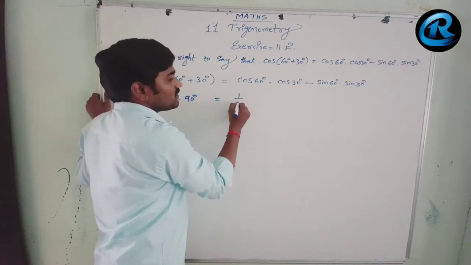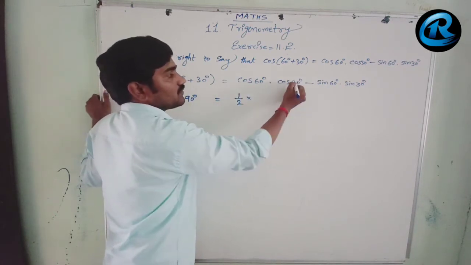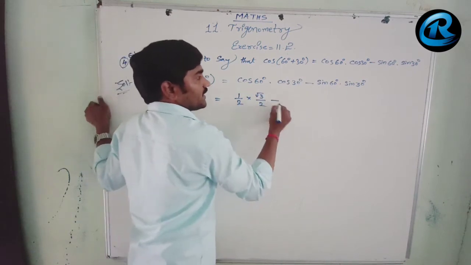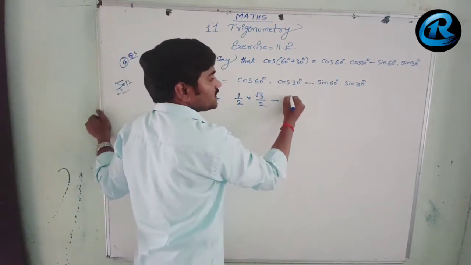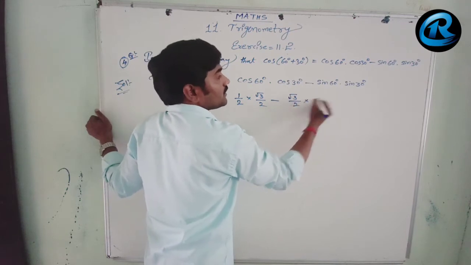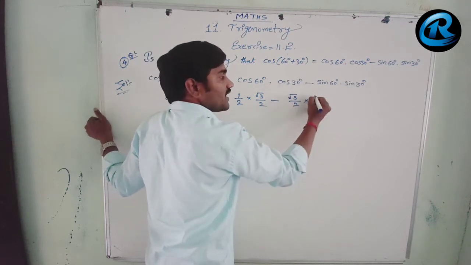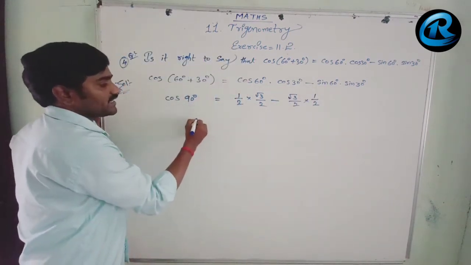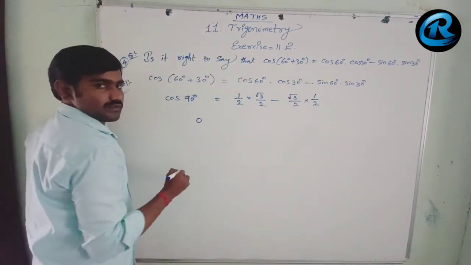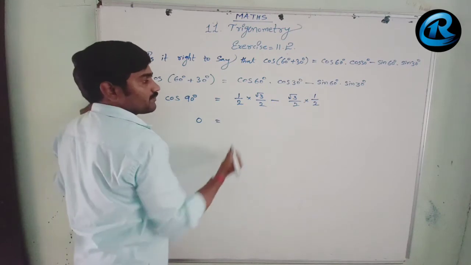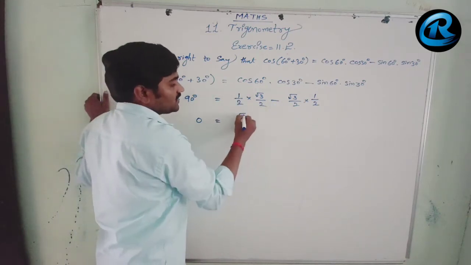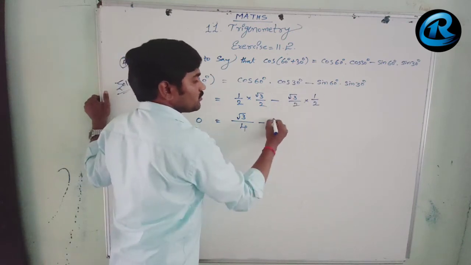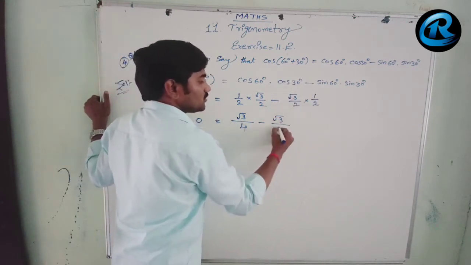Cos 60 degrees value is 1/2 into cos 30 degrees value is root 3/2, minus sin 60 degrees value is root 3/2 into sin 30 degrees value is what? Sin 30 is 1/2. So cos 90 degrees value is 0. Cos 90 is 0. So 1 into root 3 is root 3 by 2 twos are 4, minus root 3 into 1 is root 3 by 2 into 2 is 4.